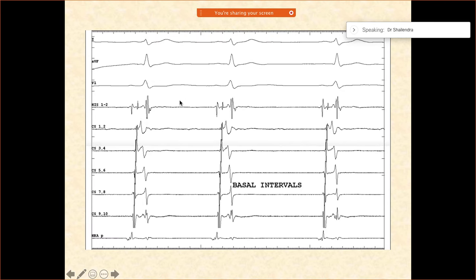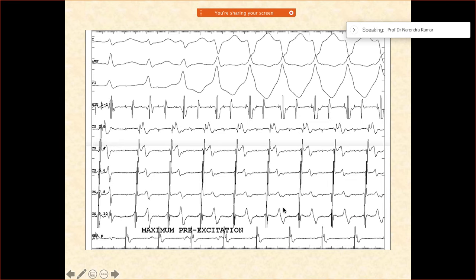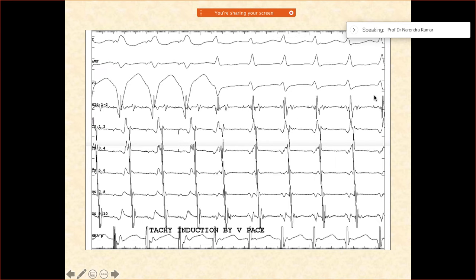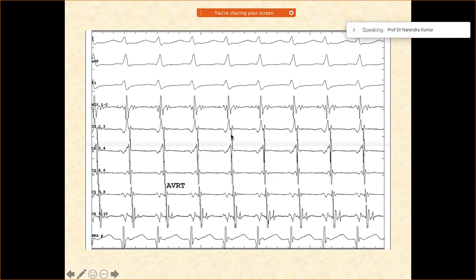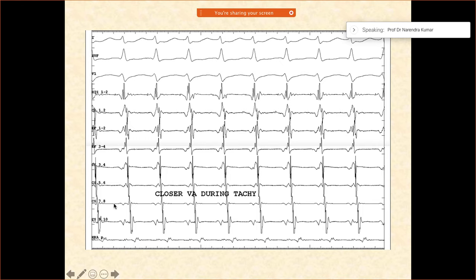So I'll try to give you some more examples. These are the basal intervals which you are seeing. So you're trying to do anterograde incremental pacing. What you notice is pre-excitation increases. And in this one, you are trying to do a ventricular pacing. Even with incremental ventricular pacing as well, you will be able to induce the tachycardia. So this is what is happening over here. You are able to see the tachycardia, you are able to induce.